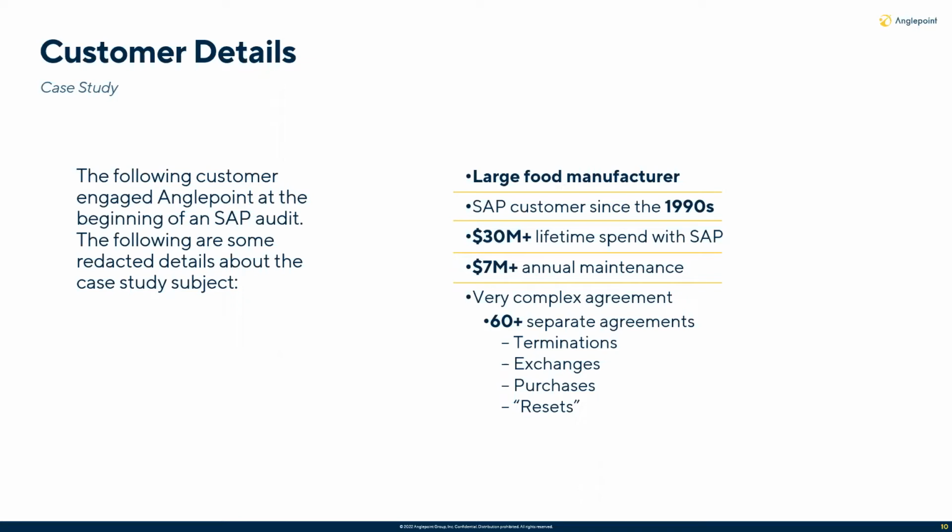Lots and lots of agreements, so terminations, exchanges, purchases, resets. Resets being that their environment was so complex from a licensing perspective that they came to the table with SAP many times over the years and said, let's just remove everything and start over from this contract on. This is what we own. So they did that several times. So a very complex organization, and these are some of their details.